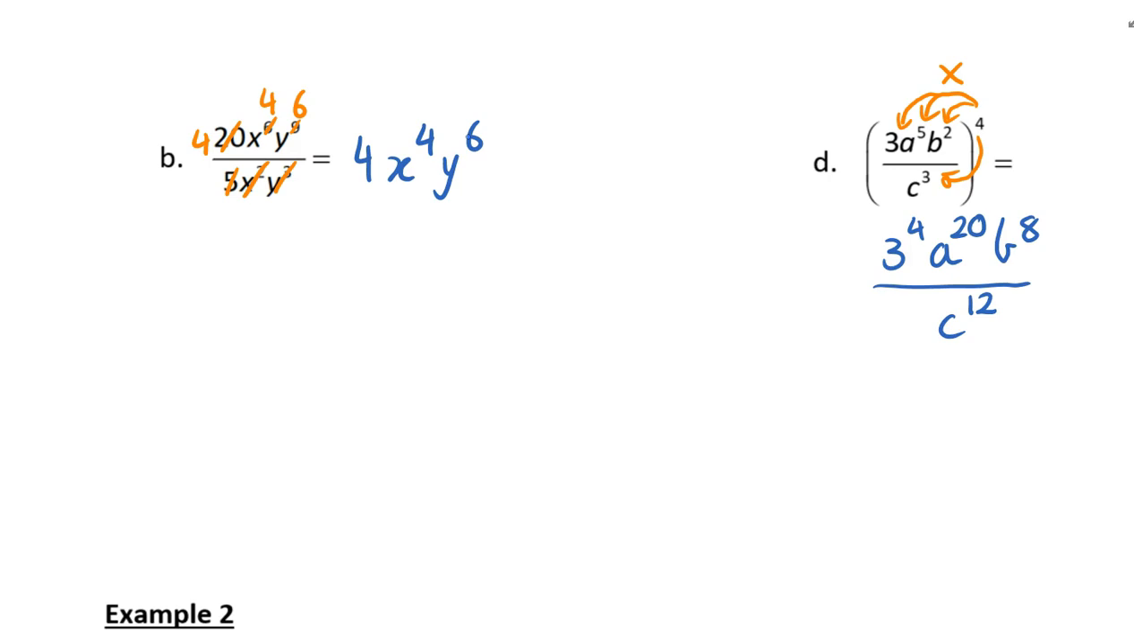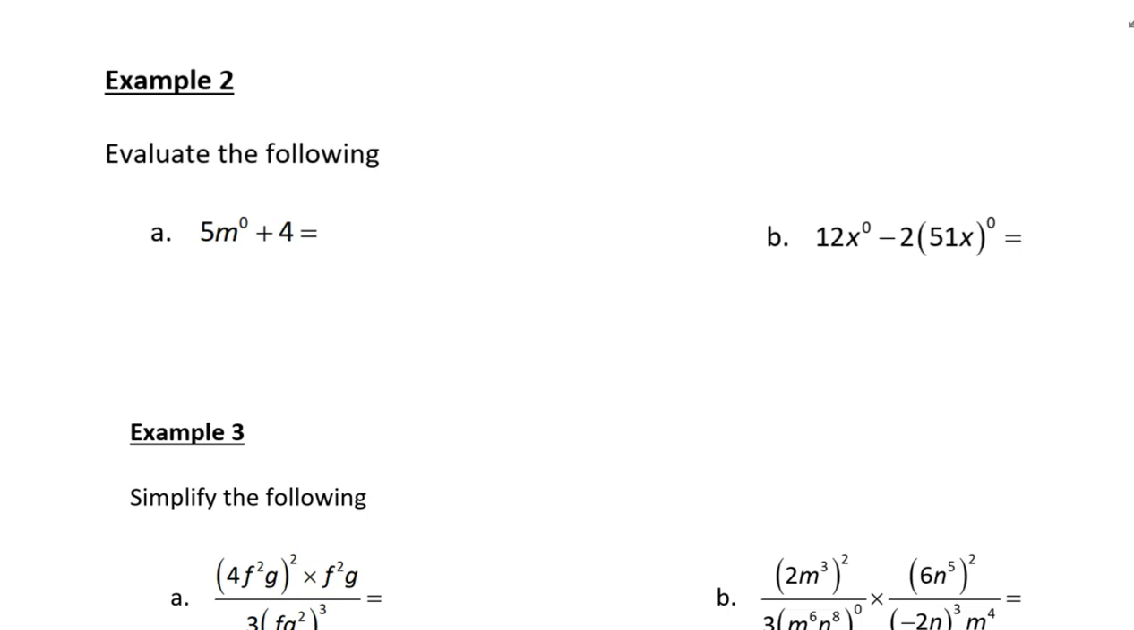Example 1d is completed for you. Again, it's just multiplying in an external power from brackets inside the brackets, and there's no simplification we can do from there. Example 2a and b, looking at the zero power law.